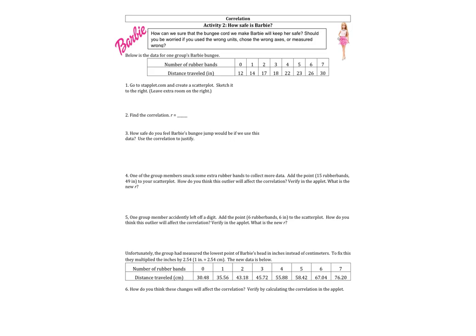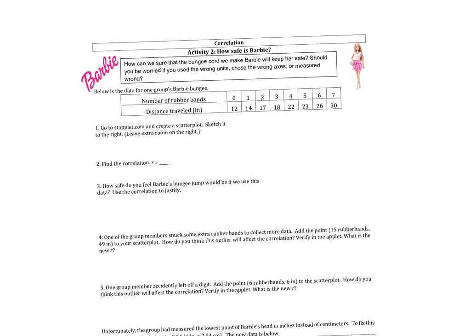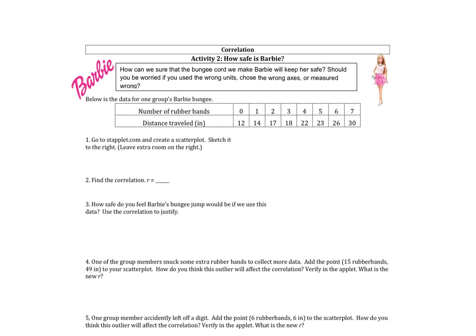Hi everyone, today we're talking about correlation and we're building off of yesterday's activity. We're talking about our Barbie bungee jump and asking how can we be sure that the bungee cord we make for our Barbie is going to keep her safe? Should you be worried if you use the wrong units, choose the wrong axes, or measured wrong? What do we think about this?